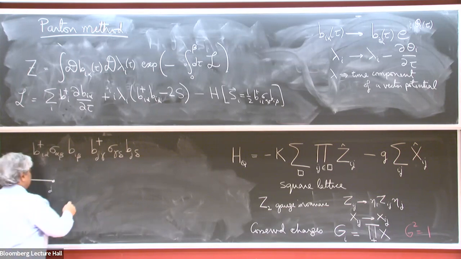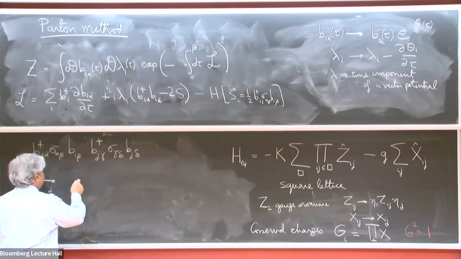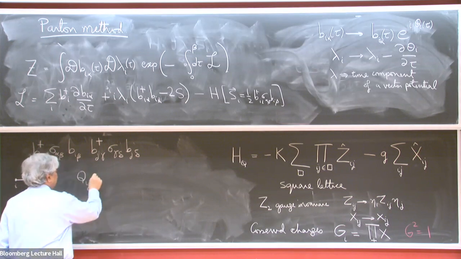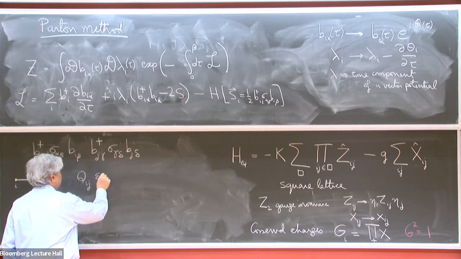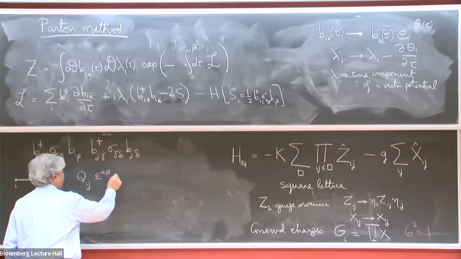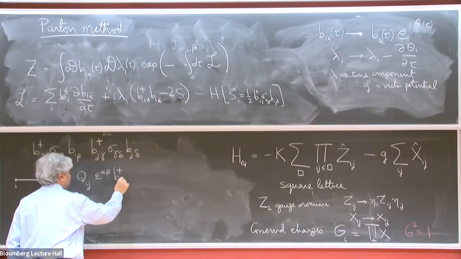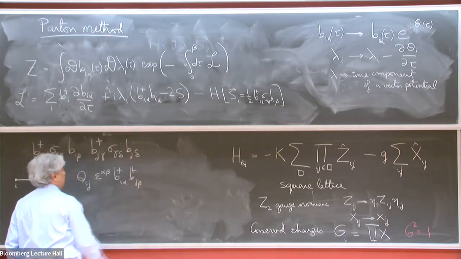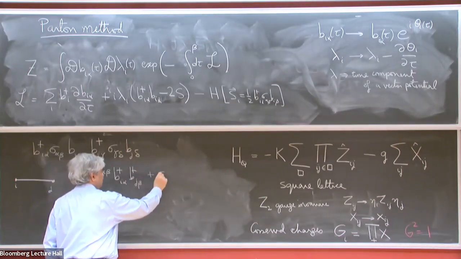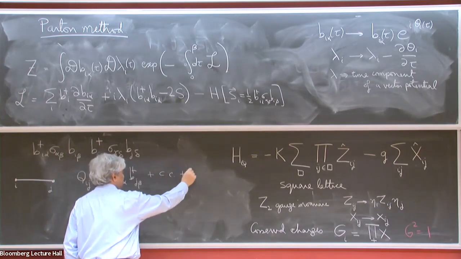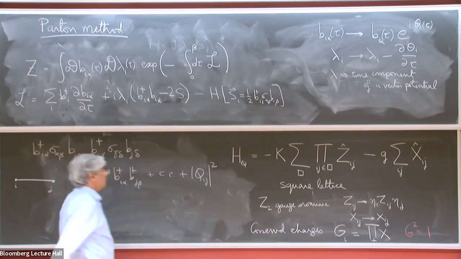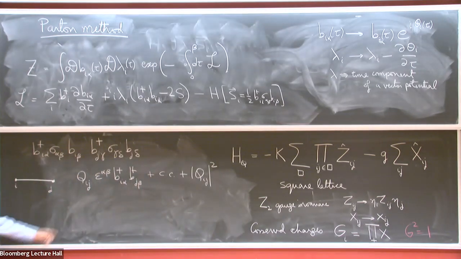So basically, there are two ways of doing it. You can do the following. You can have a term like Q_ij, and if you want to have spin rotation invariance, it could be epsilon alpha beta, b dagger i alpha, b dagger j beta, plus complex conjugate, plus mod Q_ij squared. So I introduce a bond field, Q_ij.